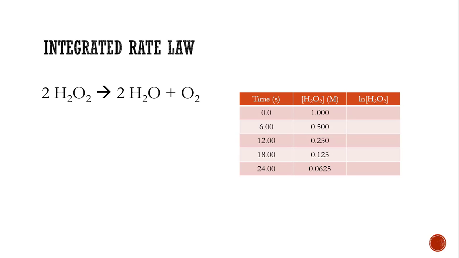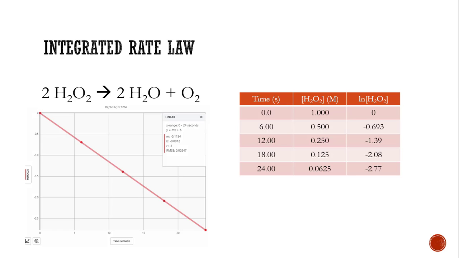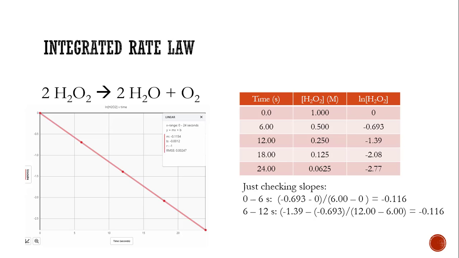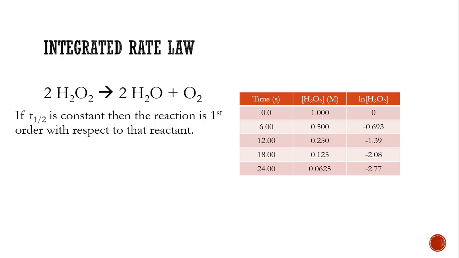You get those by plugging the numbers into your calculator and recording them, and for this data it looks like this. If you plot that data, it's a straight line. If you decide to go by the checking the slopes method, from 0 to 6 seconds you get negative 0.116. From 6 to 12 you get the same slope. So you can say here the rate constant is positive 0.116 per second. The slopes are the same, so this is linear, and the absolute value of the slope is the rate constant.